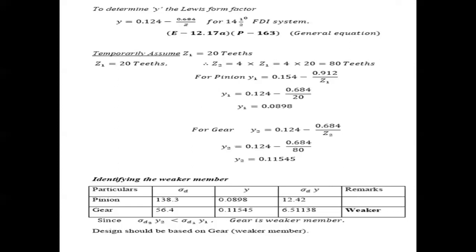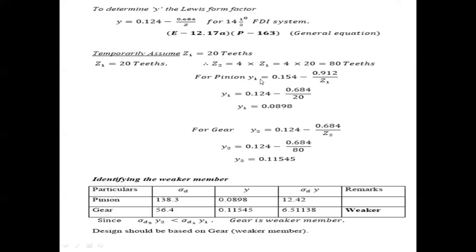That is the pinion teeth as 20. Once the pinion is 20, you know the ratio between pinion and gear is 1:4. Once you assume it as 20, automatically Z2 will be 80 because of the 1:4 ratio. So by using that assumption, I'm taking Z1 as 20 teeth and Z2 as 80 teeth.